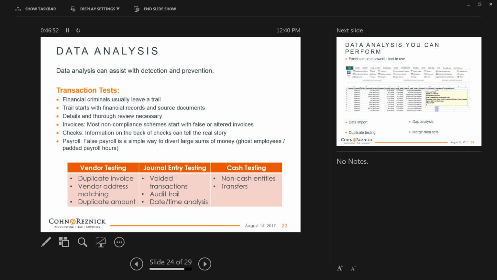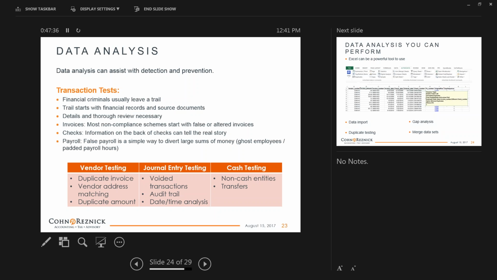Vendor testing from a disbursement fraud, duplicate invoice, vendor address matching. I like to do a couple of different address matching exercises. I like to find the same vendor name that has different addresses, the different vendor names with the same address, and you say to yourself, well, why does that matter? An employee who has access to the vendor database may have the ability to duplicate an invoice and cut a check for an invoice made out to a phony vendor.